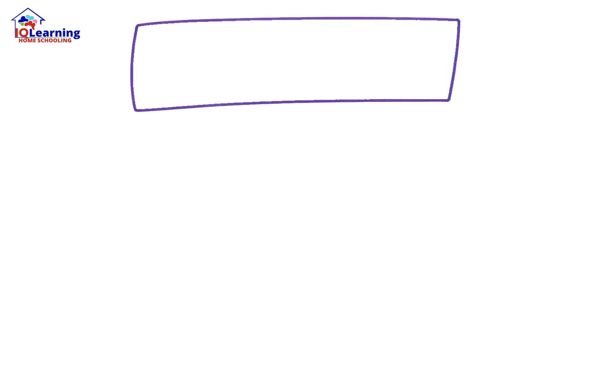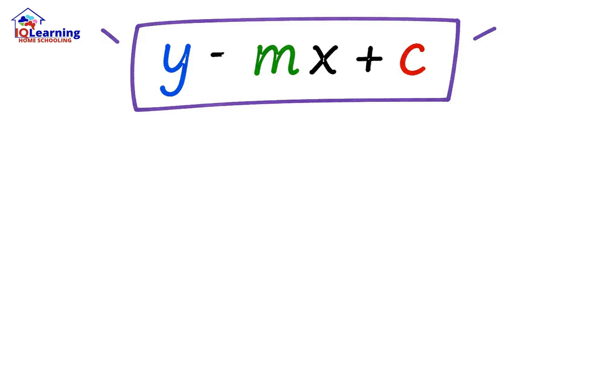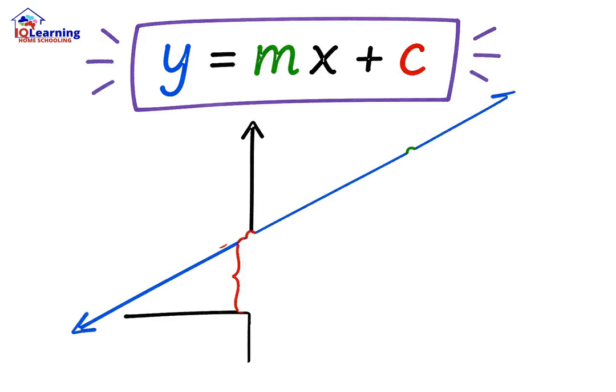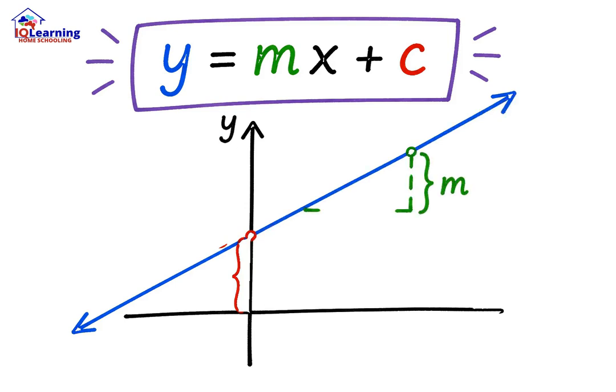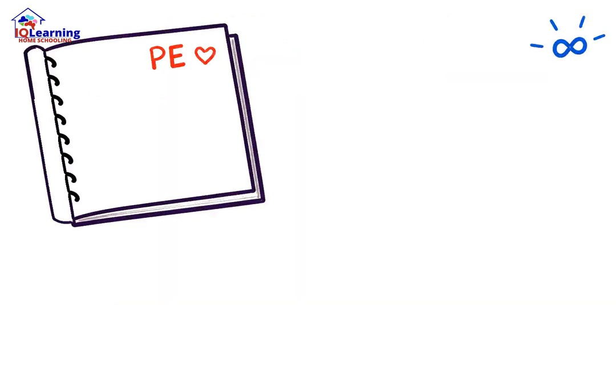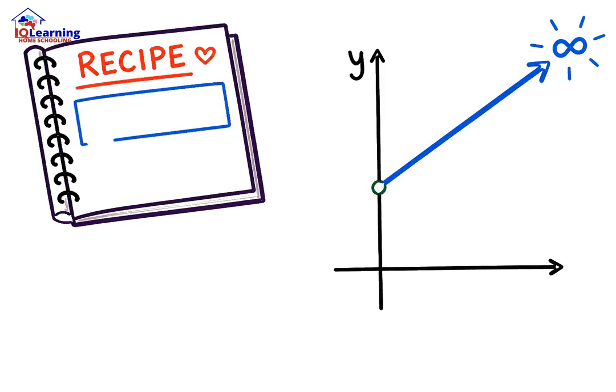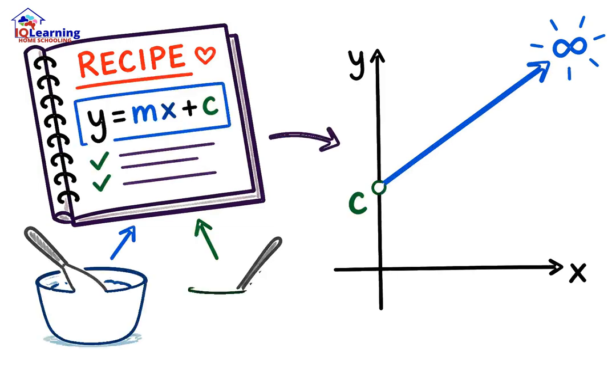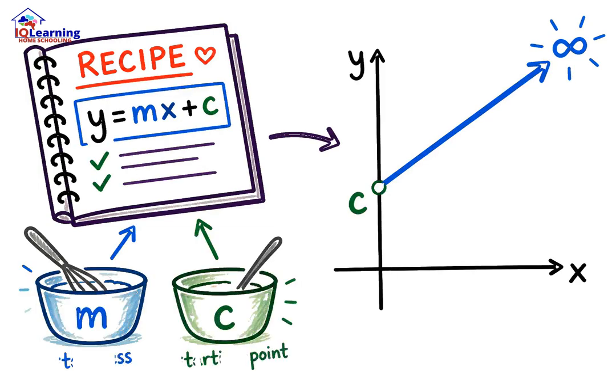A straight line isn't just a mark on a page. It's a relationship following a perfect, predictable rule. In algebra, the secret code for every straight line in the universe is y = mx + c. Think of it like a recipe. m is the steepness and c is the starting point. Know those two numbers and you can map a line's path to infinity.